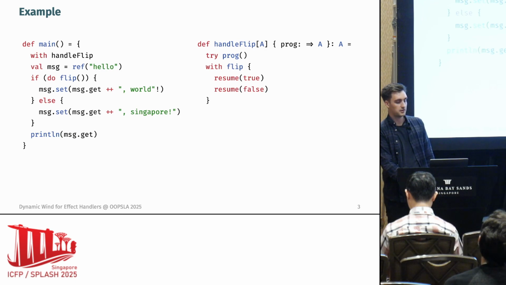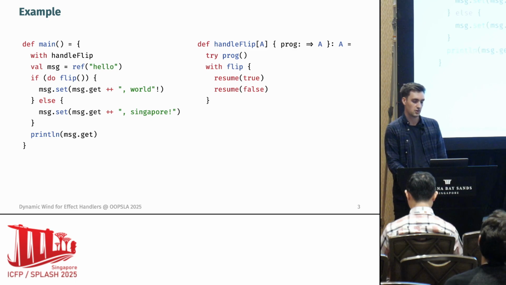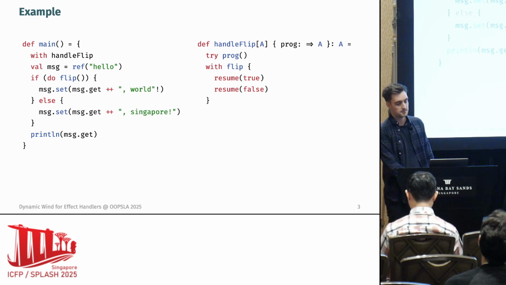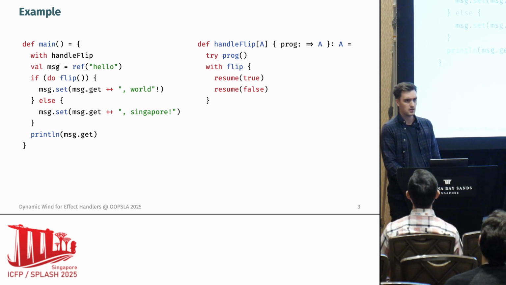So this is how you typically write the effect handler for the flip operation. You are resuming twice, so this might be perhaps a bit hard to get your head around. Once with true and once with false. So in the first resumption, we are executing the first branch, and in the second resumption, we are executing the second branch. Okay, so let's pause for a second and think about how we would expect this program to behave.